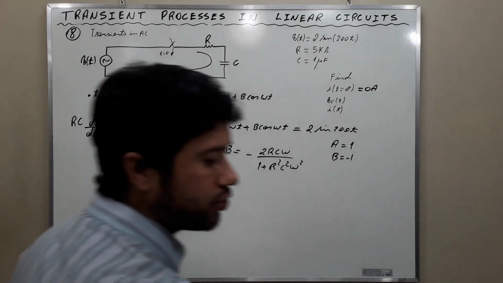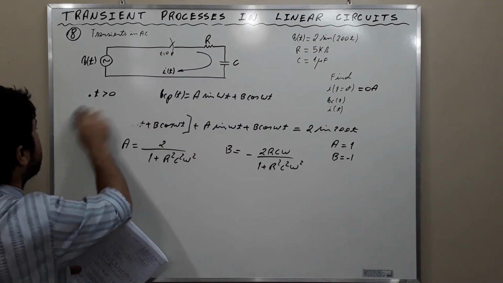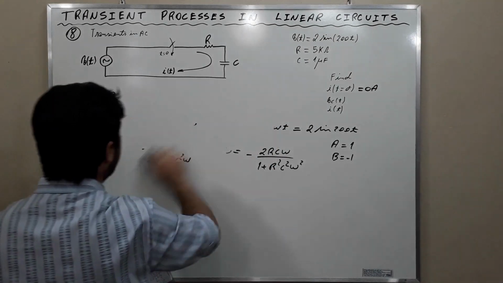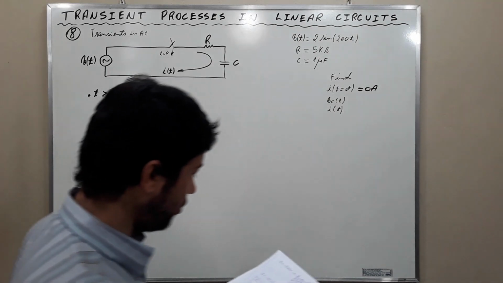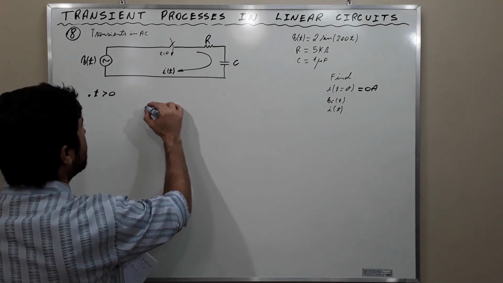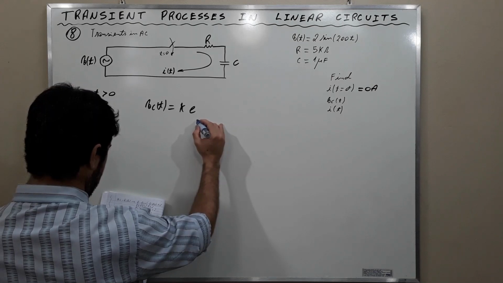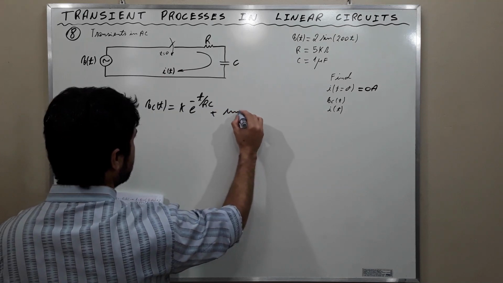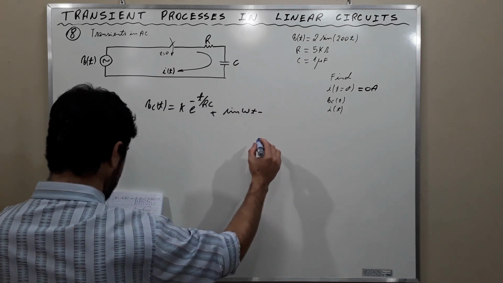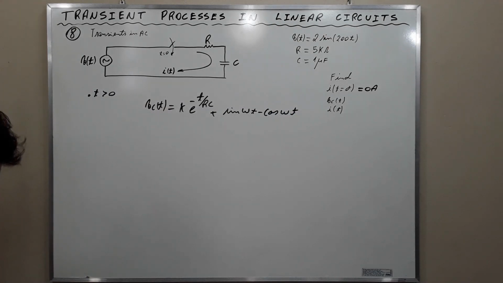In this way, our differential equation has the general solution of the sort Vc of t equal to k times e raised to the power of negative t over RC plus sine Wt minus cosine Wt. Alright? This is the general solution of our differential equation.